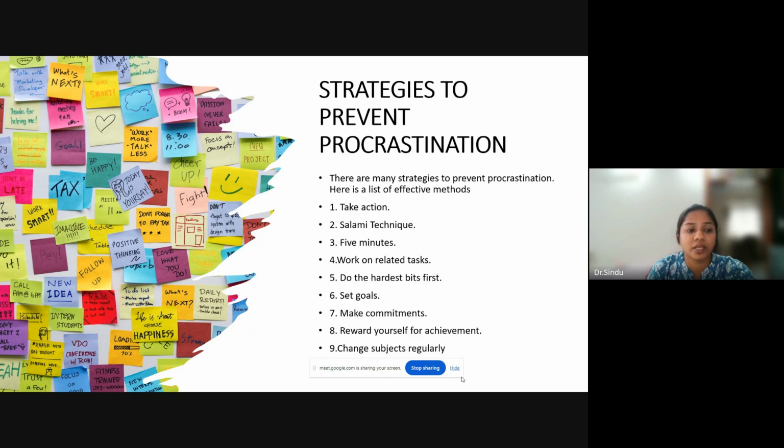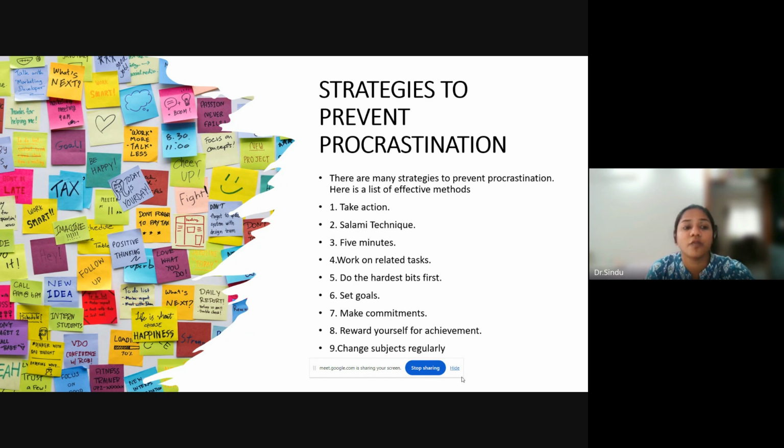Generally we use this salami technique when you are procrastinating. You break the project into small manageable tasks that can be completed in 15 to 20 minutes each. So that is the salami technique.